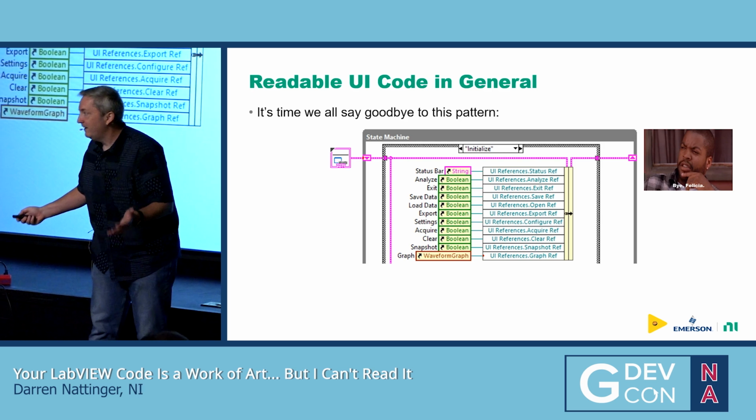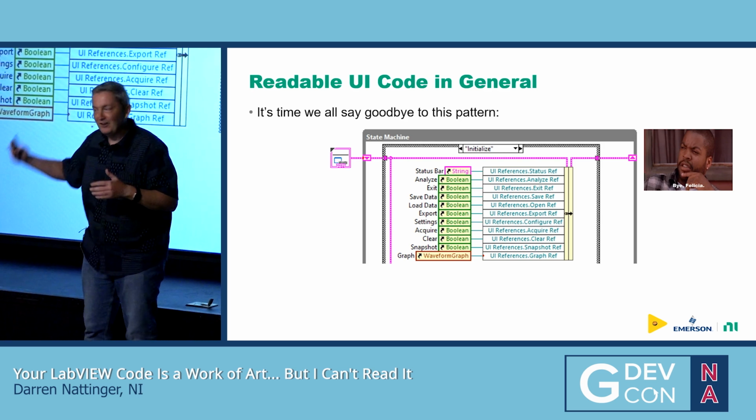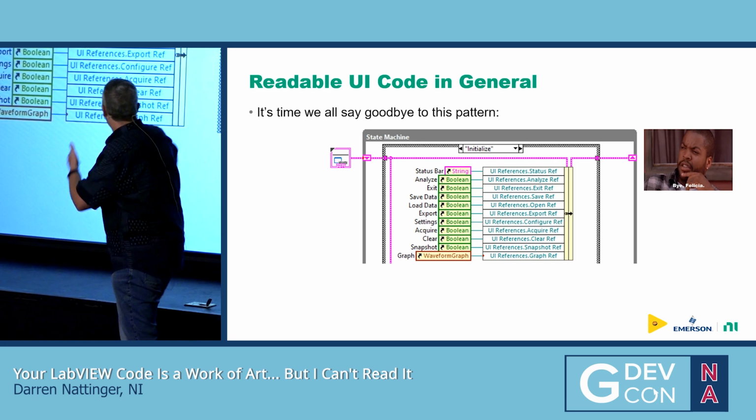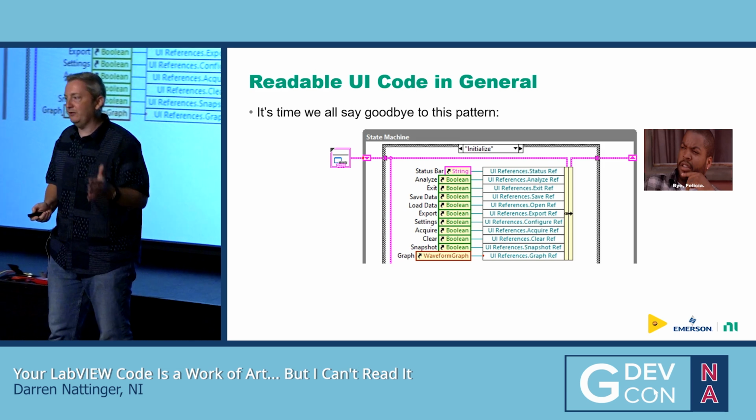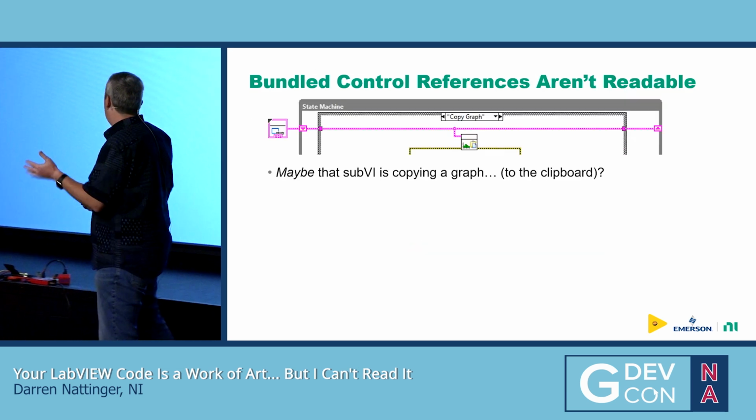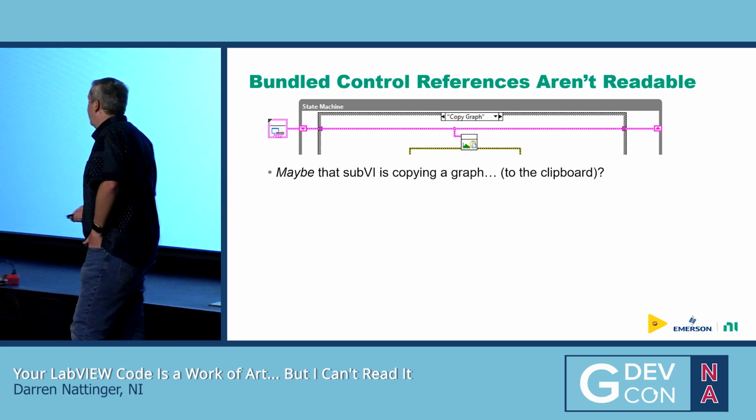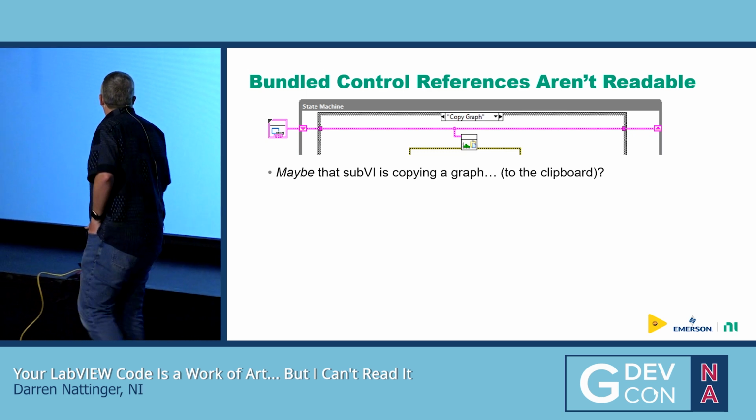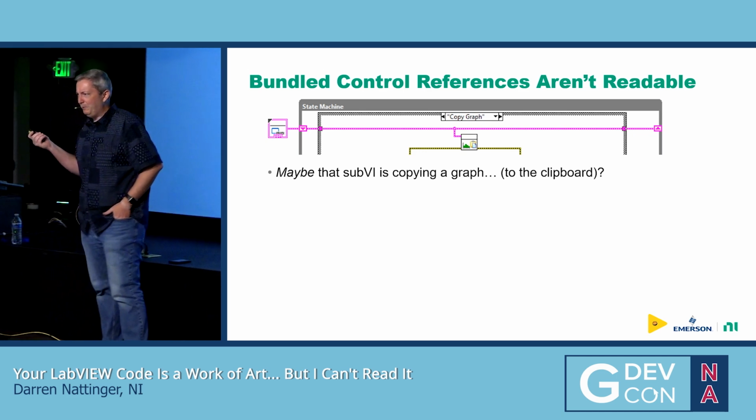Because it's pretty. There's all these things. Look, they're all lined up. Somebody aligned those things. The wires are straight. There's no bends. We've got this bundle. It's so pretty. But it's a terrible pattern for readability. I got this VI here. It's in a frame of my state machine called copy graph. I assume that sub-VI is copying a graph. I see a picture of what looks like a clipboard on its icon, so maybe that's what it's doing.